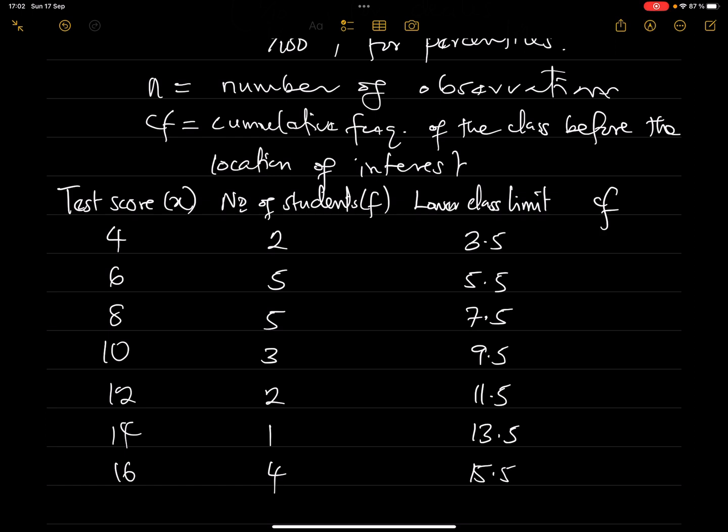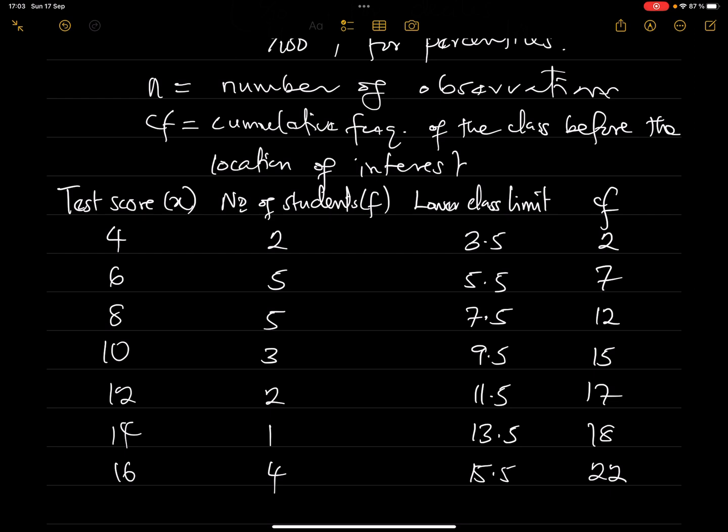So the first over there, this data is arranged so we don't have a problem. If it is not in order, we have to order it. So we have 2 as the first one. Then the next one is 5. So it's 5 plus 2, you get 7. So the CF for the 6th test score is 7. While for the 8th test score is 5 plus 7, you get 12. Plus 3, you get 15. Plus 2, you get 17. Plus 1, you get 18. And then plus 4, you get 22, which is the total number of students.